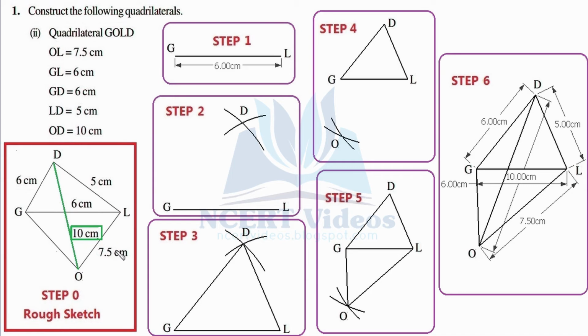So adjust your compasses at a distance of 7.5 centimeter. You can also adjust at a distance of 10 centimeter. In that case, you have to put your needle at point D. But we are considering 7.5 centimeter. Therefore, we will put our needle over L and draw an arc. So do not be afraid of elongating your arc because the idea is to intersect both these arcs.